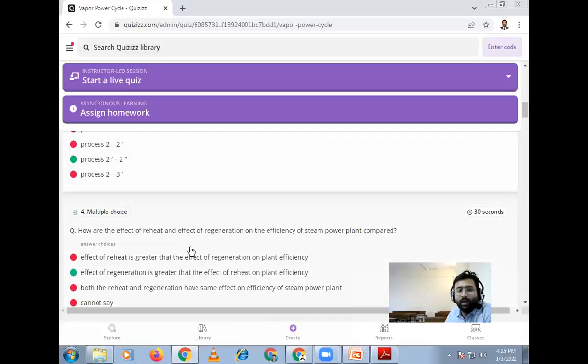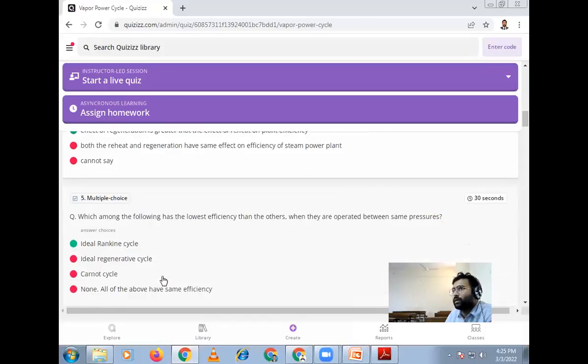Next, how are the effects of reheat and effect of regeneration on the efficiency of steam power plant compared? Effect of reheat is greater than effect of regeneration on plant efficiency. Effect of regeneration is greater than effect of reheat. Both have the same effect or cannot say. So correct answer is regeneration has more effect compared to reheat.